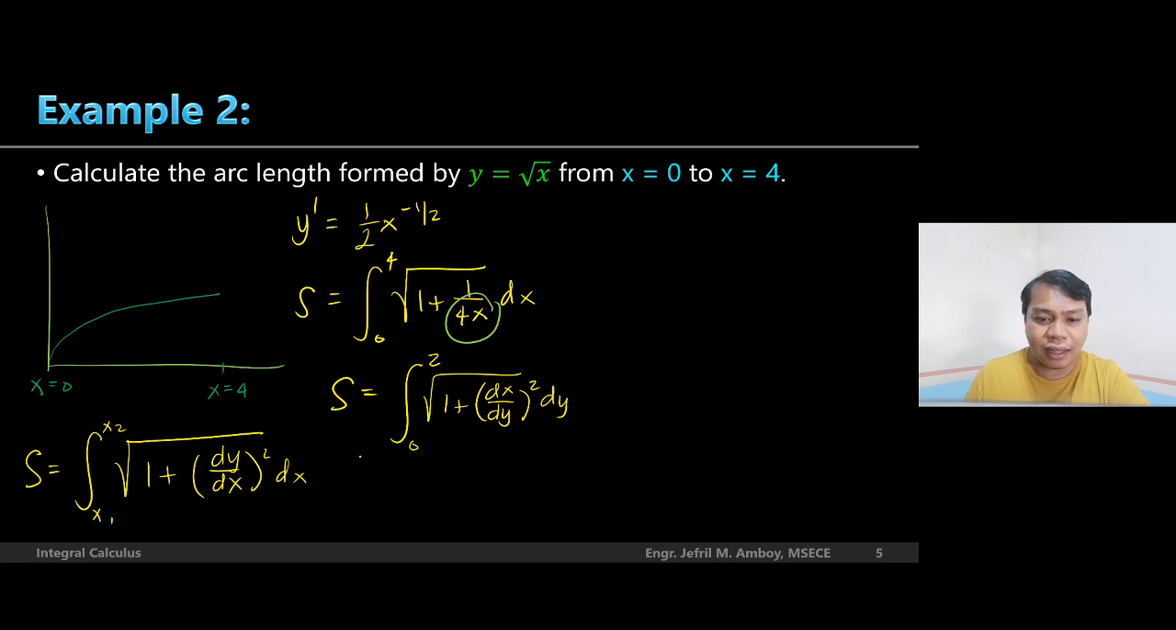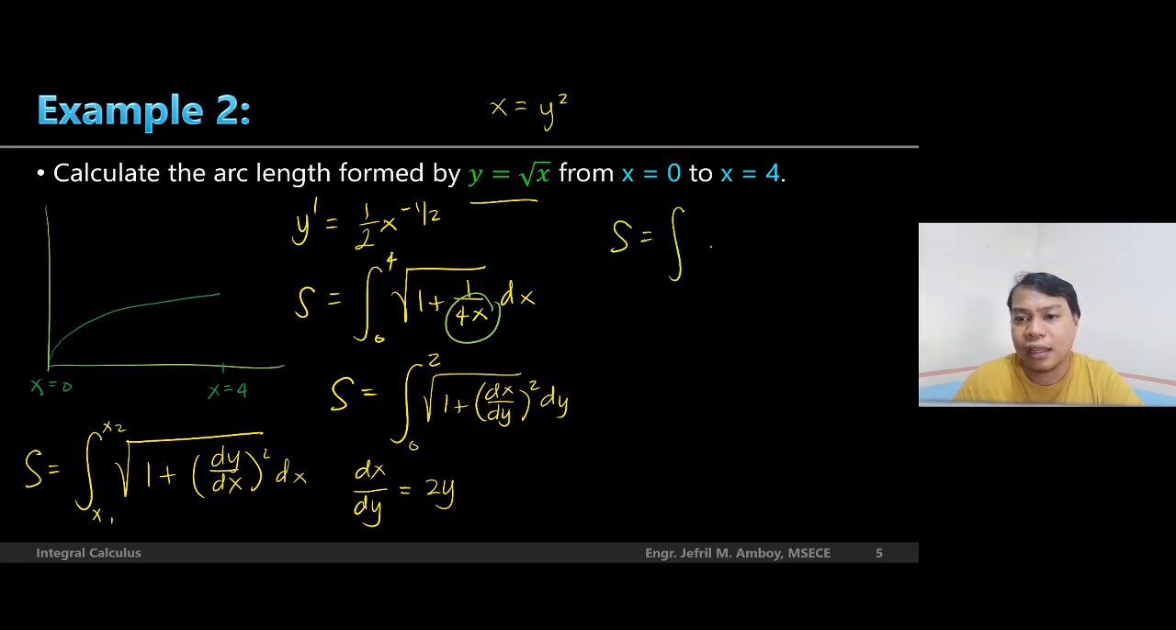Now, let's get dx over dy. So, ano ba yung x? Diba from this equation, x equals y squared. And our dx over dy is obviously 2y. Okay? So, now, we solve for s.